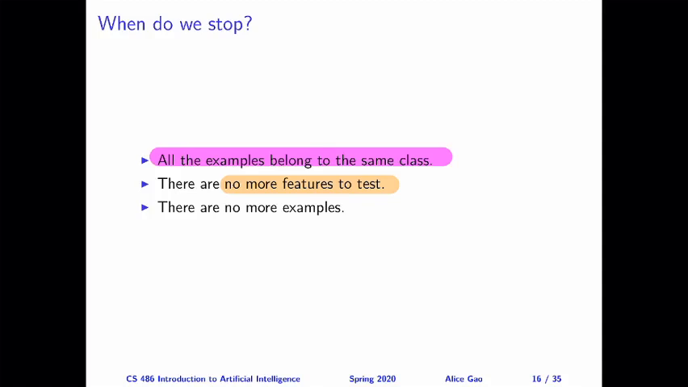In this video, I'm going to continue talking about learning a decision tree. In the previous video, I talked about an example for the second stopping criteria, which is what happens if there are no more features to test. In this video, I will talk about the last possible stopping criteria, which is what should we do if there are no more examples left.